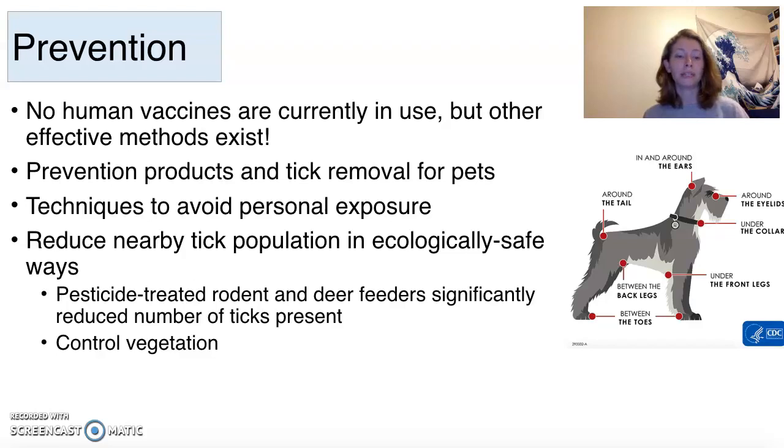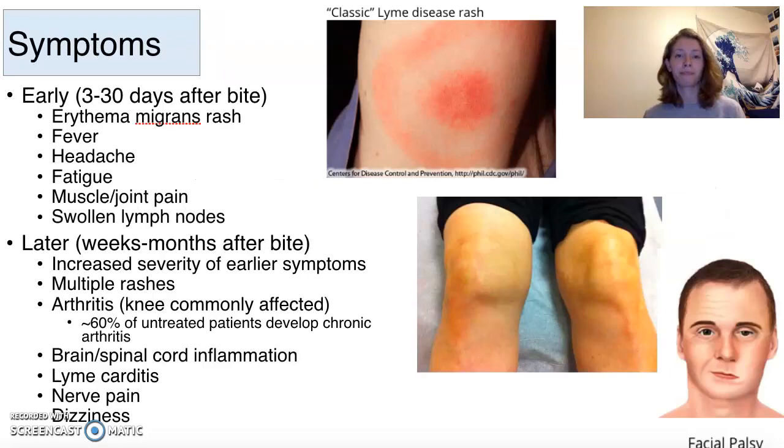There's also a study that was performed with pesticide-treated rodent and deer feeders, and it found that they significantly reduced the tick population of those areas. After 1 year, it was over 80% reduced, and after 2 years, over 90%. So that was pretty effective.